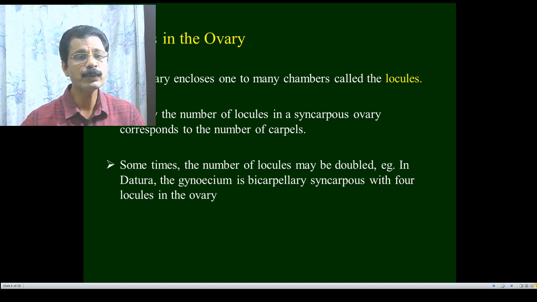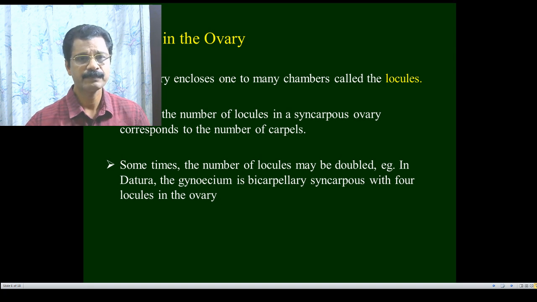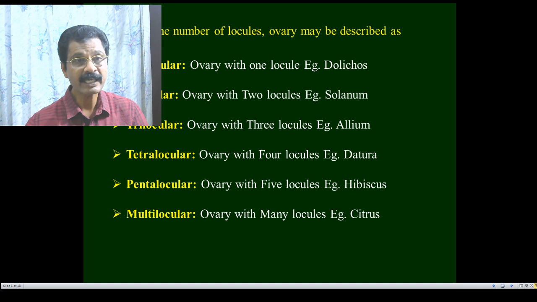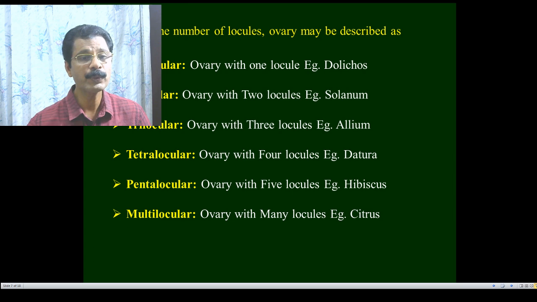As in the case of Datura, the gynoecium is bicarpellary, syncarpous. Two carpels and they are fused together. That is bicarpellary, syncarpous. But you can see four locules, four chambers in the ovary, due to the formation of false septa. So based on the number of locules or chambers, the ovary is named unilocular ovary, bilocular ovary, ovary with two chambers or locules, trilocular, tetralocular, pentalocular, and multilocular ovary.